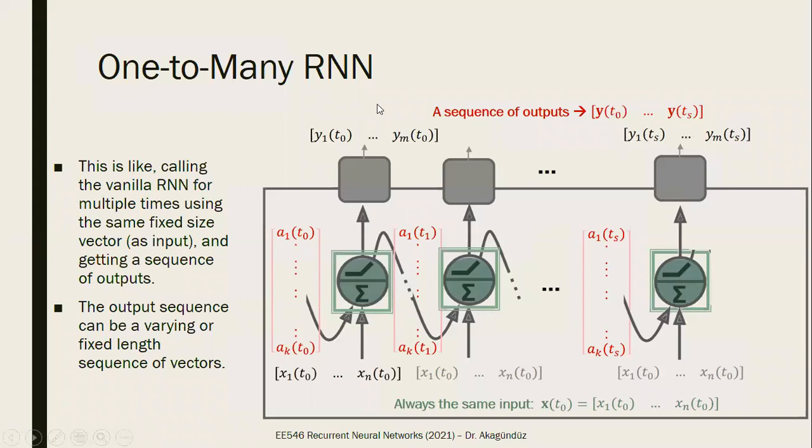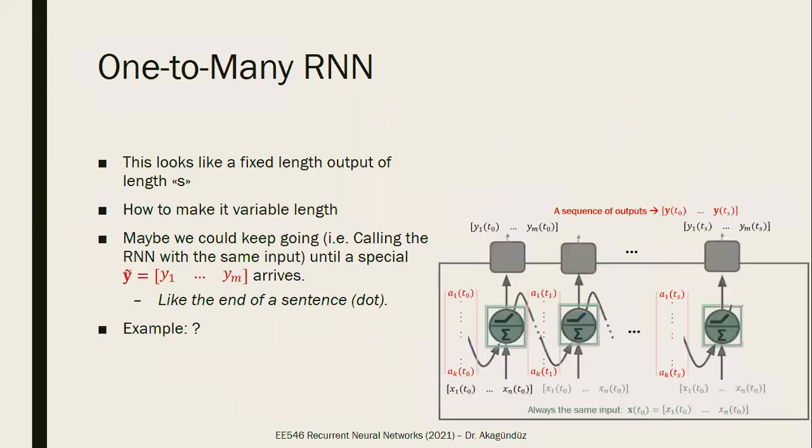So if you have a one-to-many RNN problem, like, I don't know, any ideas? If you have any ideas, think about it, I'm going to ask. So this looks like a fixed length output for S, but how to make it variable length? Just like I said, you could keep calling this with the same input and the output sequence length may change. Okay, good.